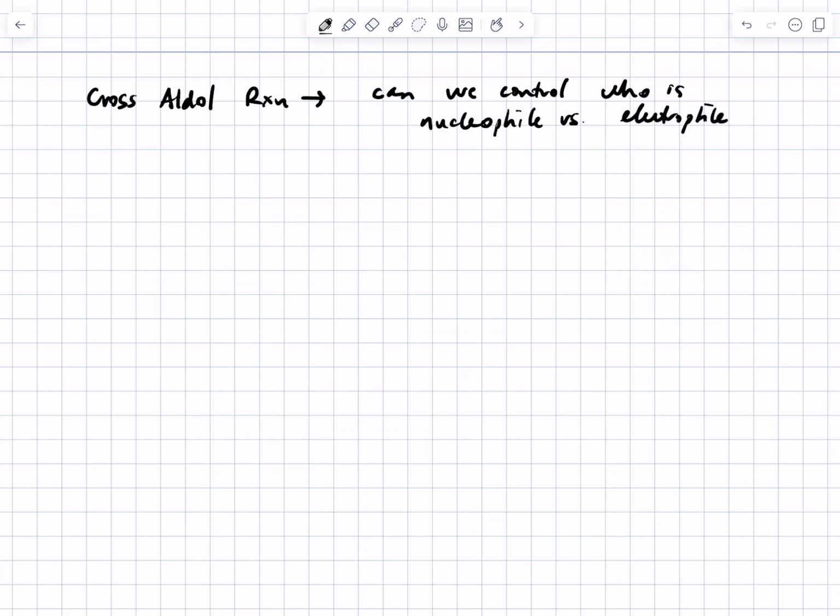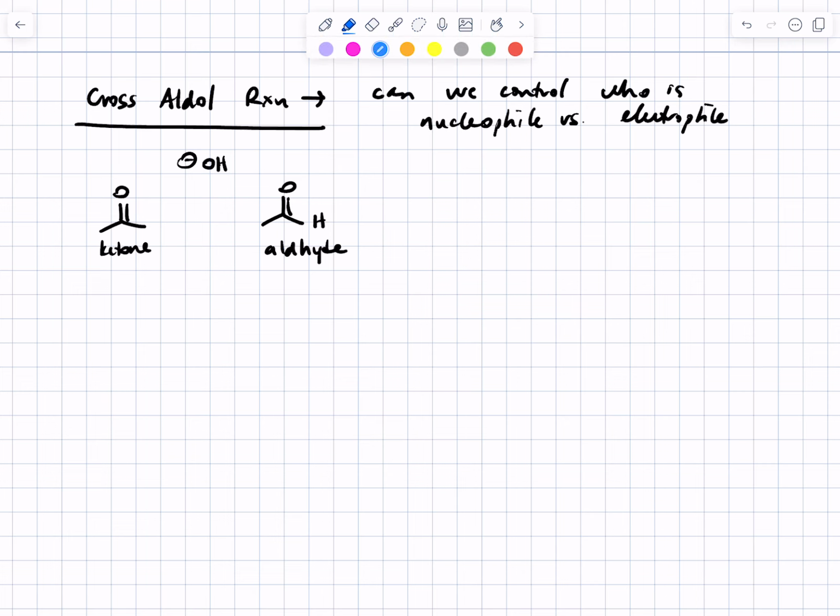So to illustrate this point, let's imagine having two different carbonyl molecules in the same solution with OH minus. You've got this aldehyde and you've got the ketone. For the purposes of this discussion, we're going to color the ketone purple and the aldehyde orange. We'll also draw the enolates that form in a small amount from the aldehyde and the ketone. We have the aldehyde enolate and the ketone enolate.